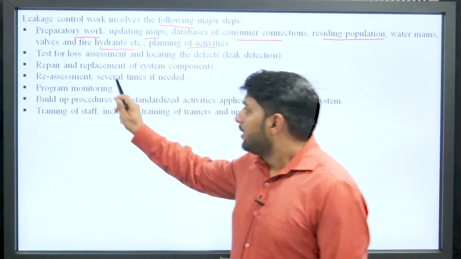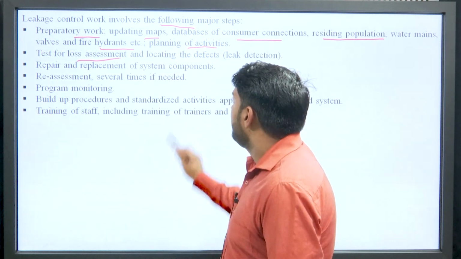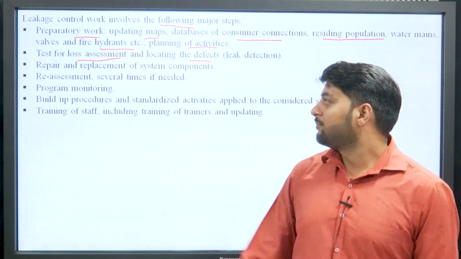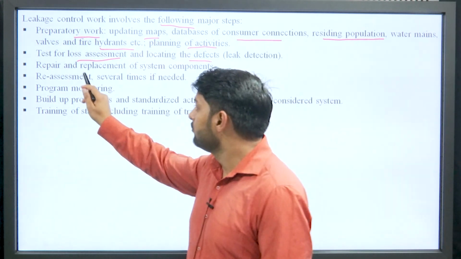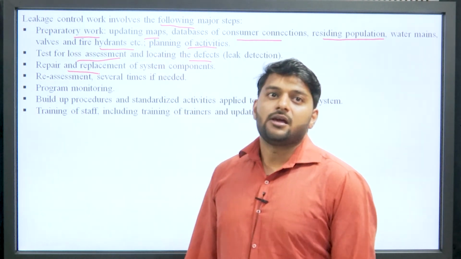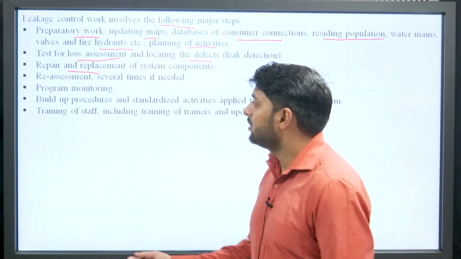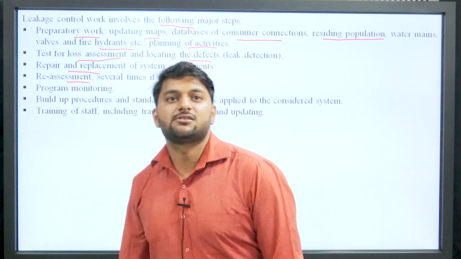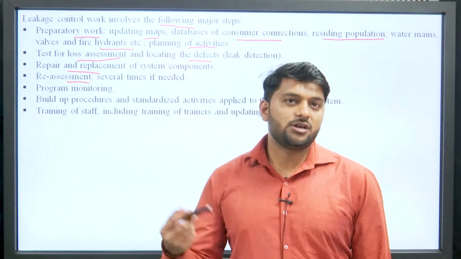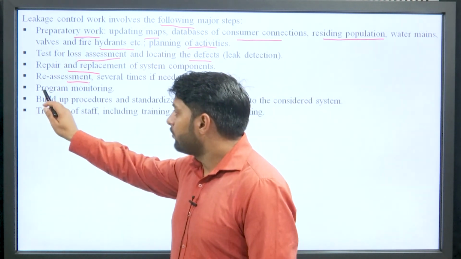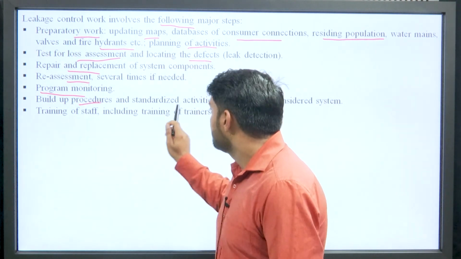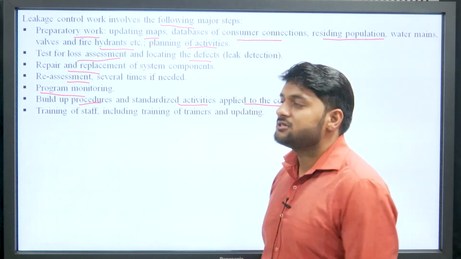Next is testing for loss assessment and locating the defects, which means we have to detect the leakage and locate it. After detecting it, what do we have to do? We have to repair it, or if there is no possibility of repair, then we are going to replace that particular component, and after that we are going to reassess it. If this particular problem cannot be minimized in a single go, then we reassess it, and that program should be monitored continuously, and after that build a procedure and standardized activity applied to the considered system.